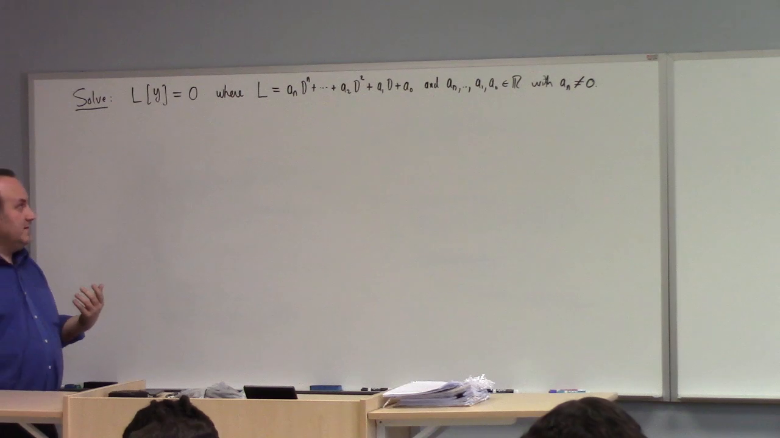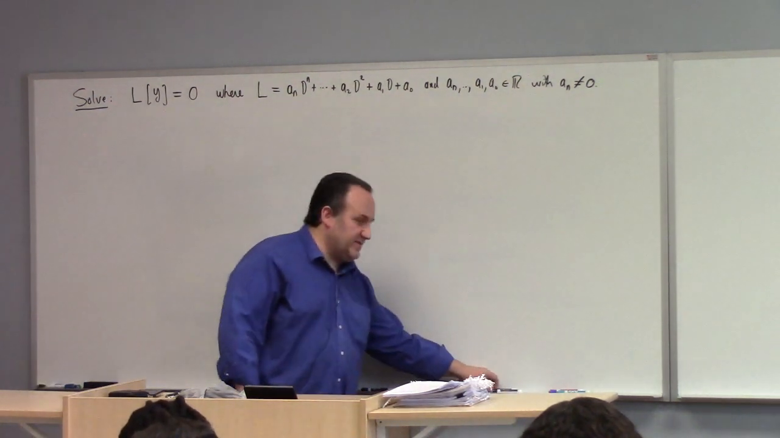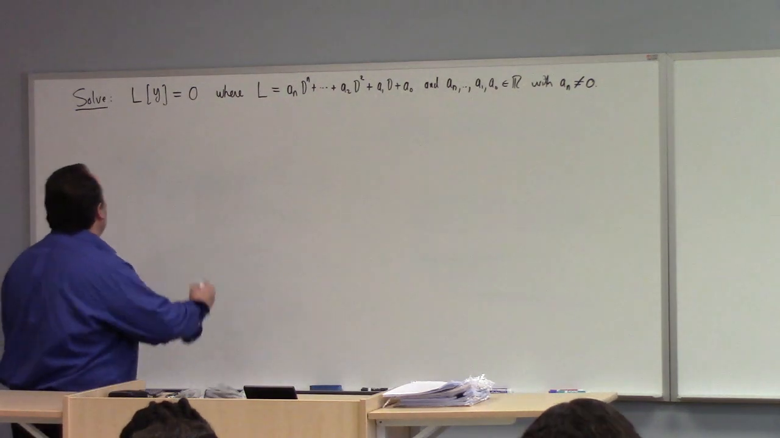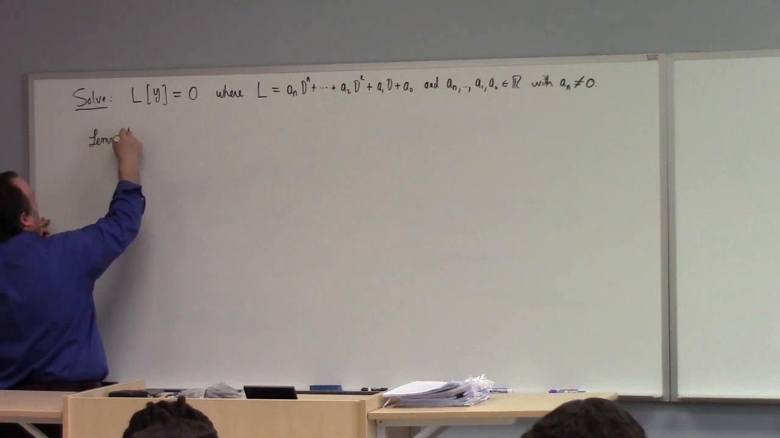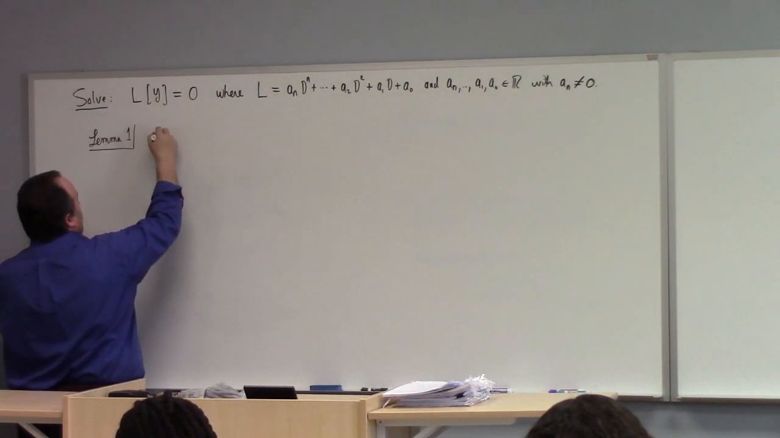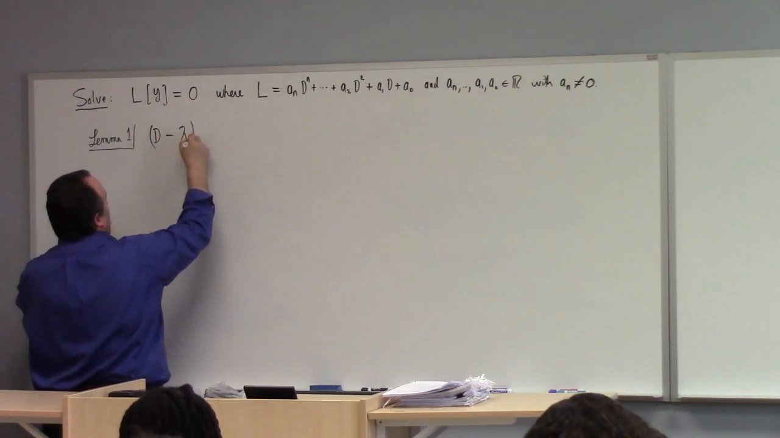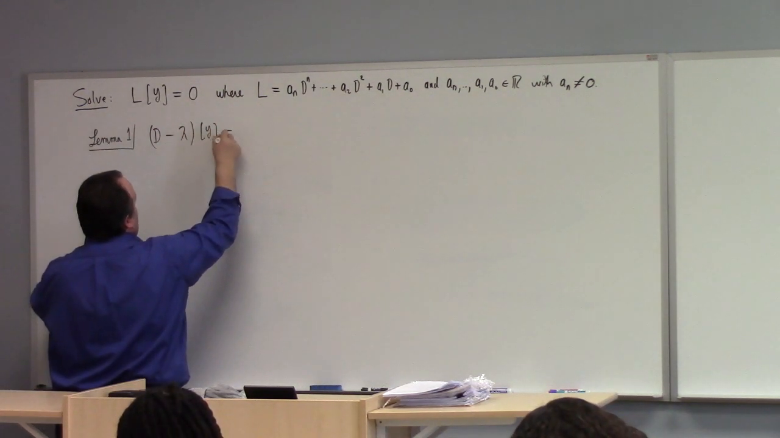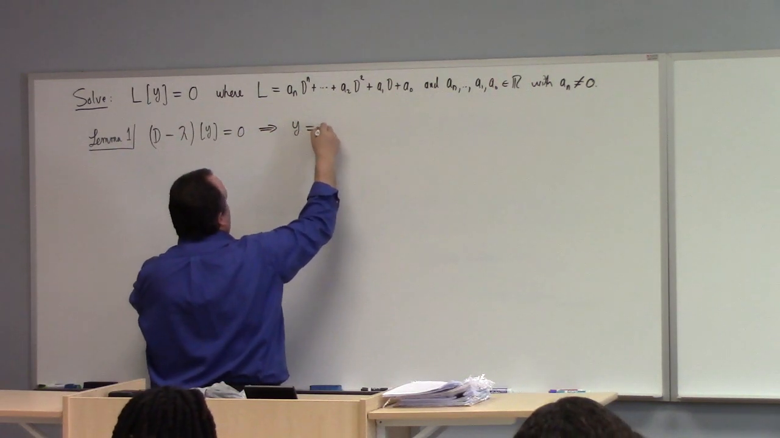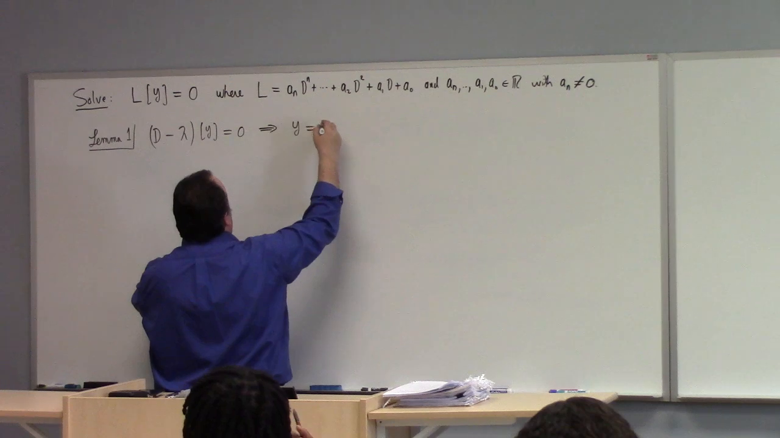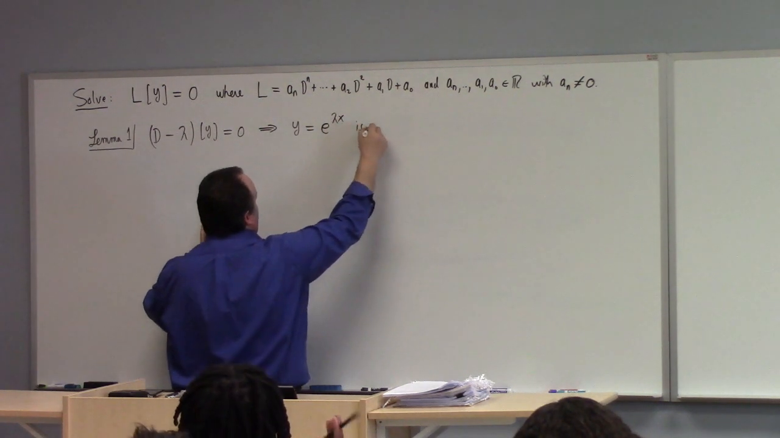And so what I'm going to do is build up to that solution in pieces. So I'm going to start out with a simple lemma. We'll call this lemma 1. Which is that if we look at D minus lambda acting on y equals 0, that tells me that y equals e to the lambda x is a solution.